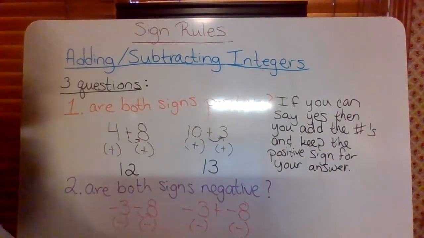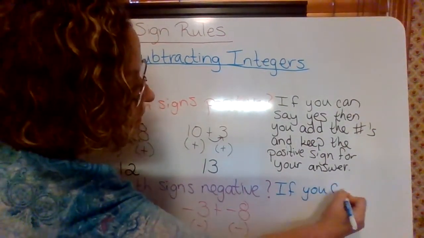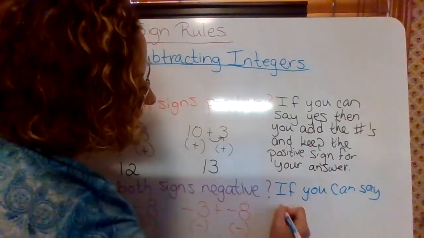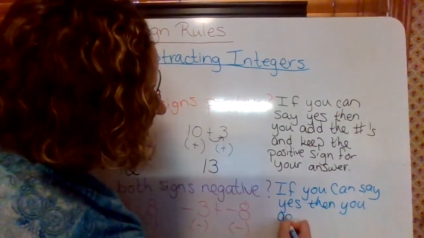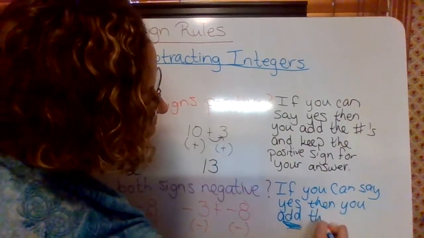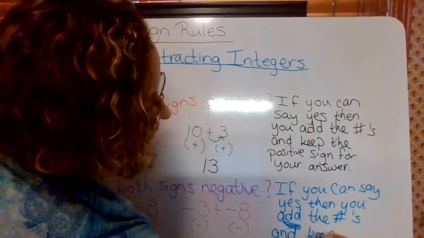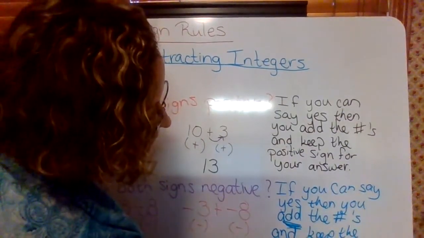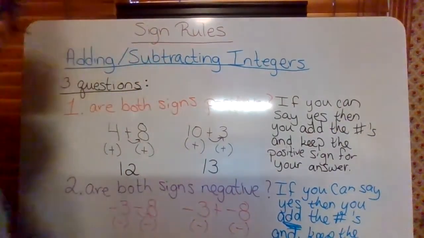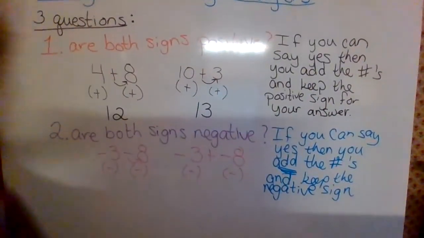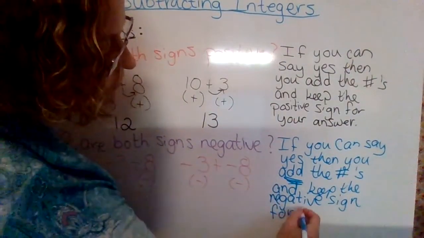They are both negative. So if you can say yes, then you add the numbers and keep the negative sign. And I know we ran out of room. All right, I'm going to go down. I'm going to put my camera down a little bit. You keep the negative sign for your answer.